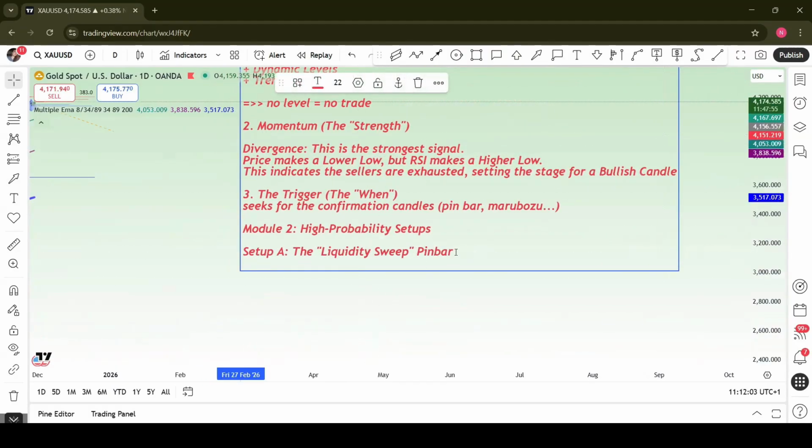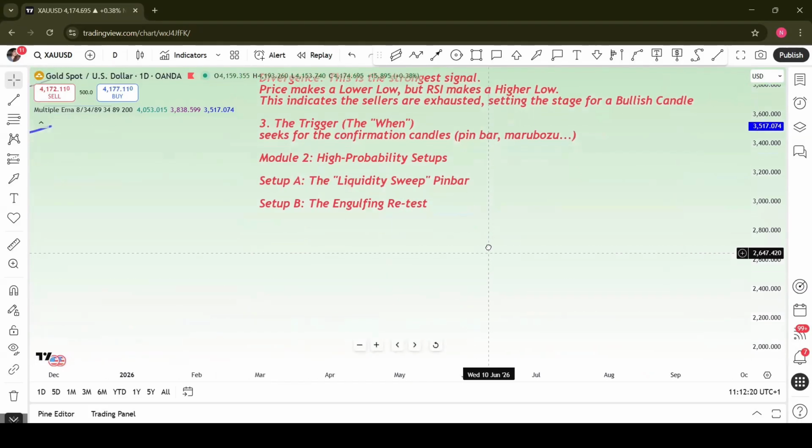Liquidity sweep, bin bar. And the next one, engulfing retest. Engulfing retest. How does it look like? How is it going to be?